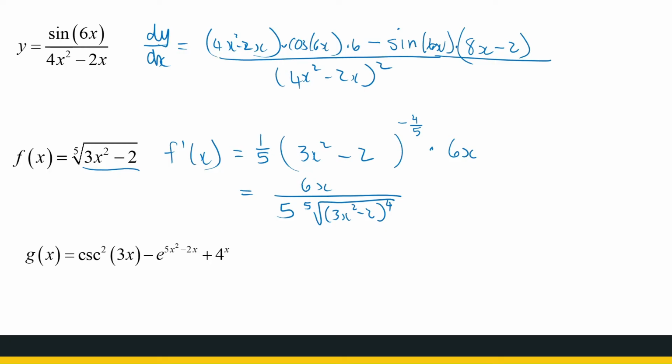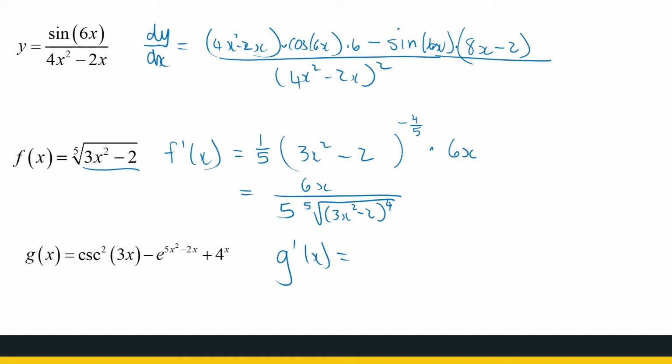G of x given there. Take a moment, try to differentiate it yourself, and then I'll do it. This is 3 terms, so we'll just differentiate each term because the derivative of the sum or difference between two terms is just the sum and difference between the derivatives. So cosec squared. Now for that you need to know what the derivative of cosec is, but before we look at the derivative of cosec, this is cosec squared.